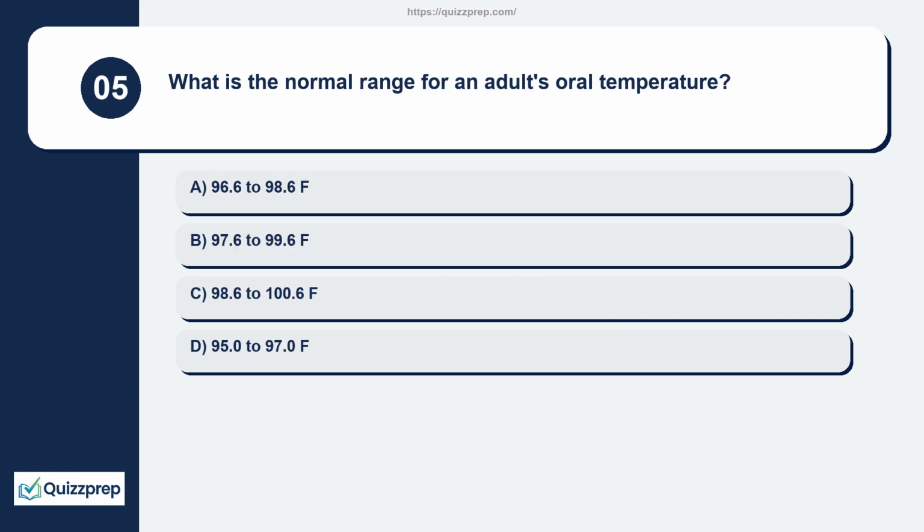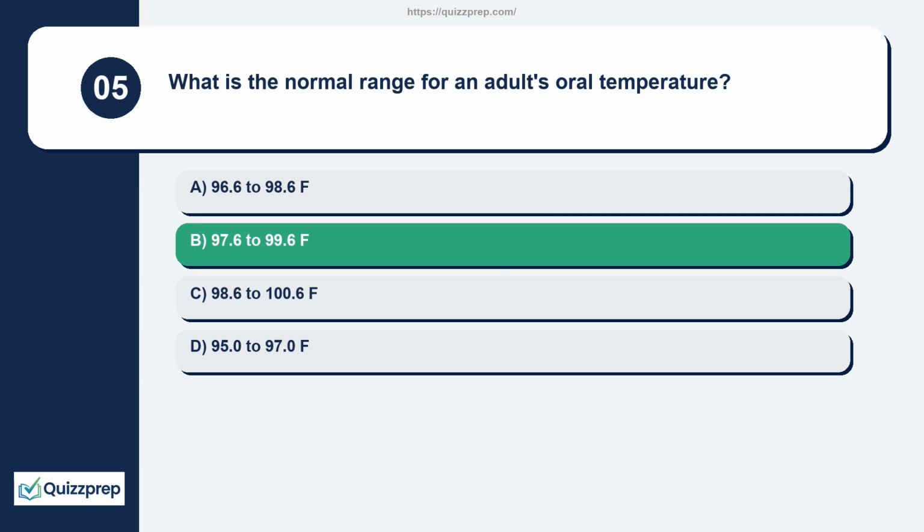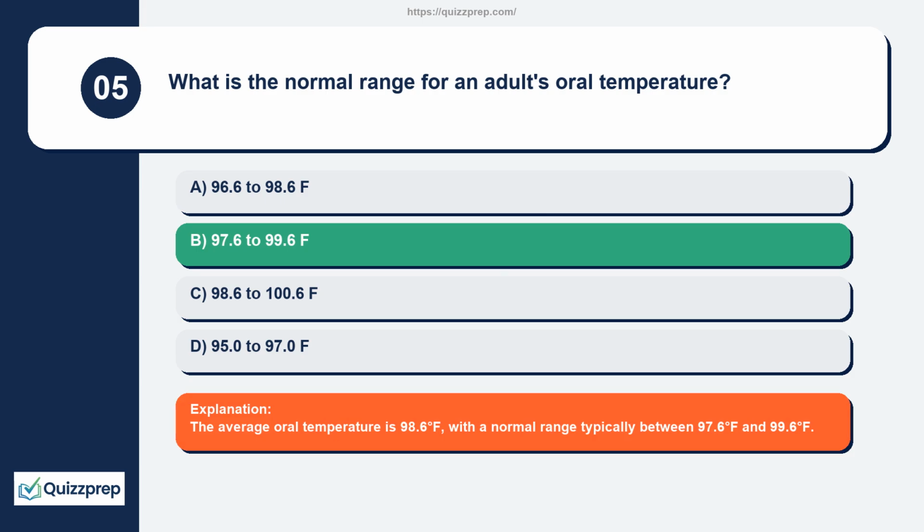Question 5. What is the normal range for an adult's oral temperature? 96.6 to 98.6 F, 97.6 to 99.6 F, 98.6 to 100.6 F, 95.0 to 97.0 F. The average oral temperature is 98.6 degrees Fahrenheit, with a normal range typically between 97.6 degrees Fahrenheit and 99.6 degrees Fahrenheit.